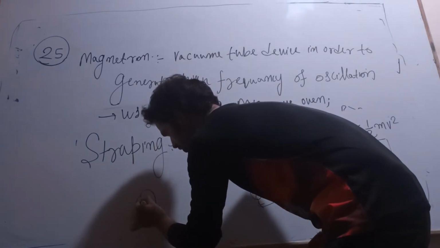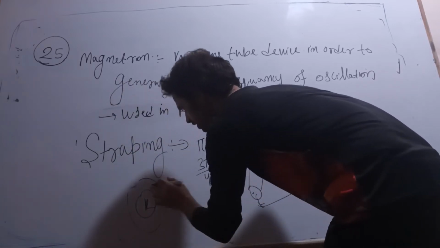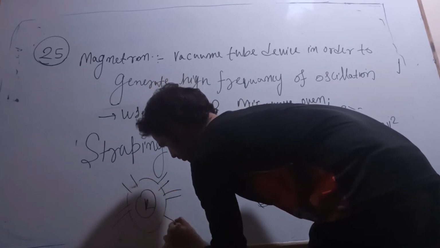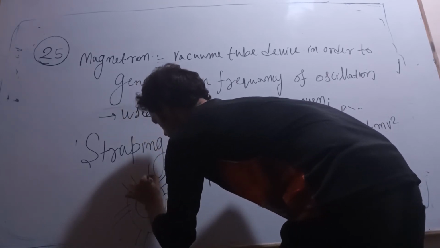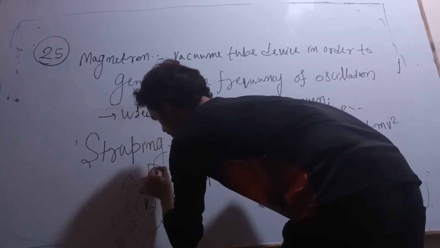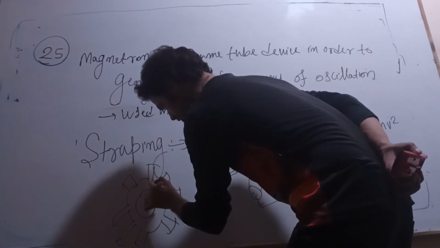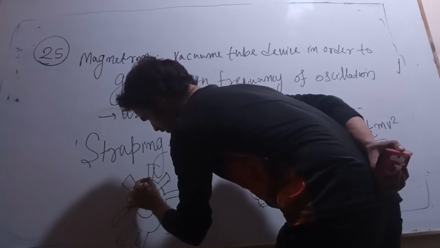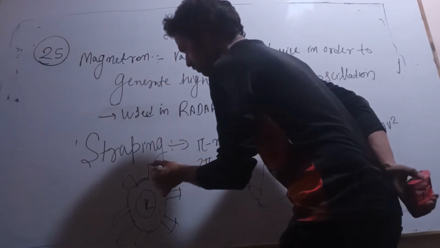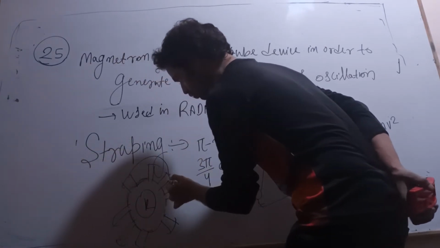Strapping is nothing but, if you see here, this is my cathode and these are my anodes. One, two, three, 4, 5, 6, let us say 7 and 8. These are my cavities, the multiple cavity magnetron. Strapping is nothing but connecting alternate cavities through electric wires.